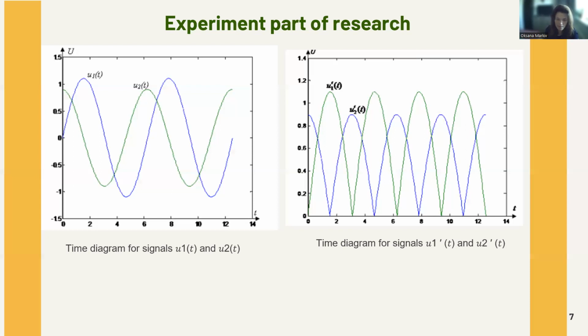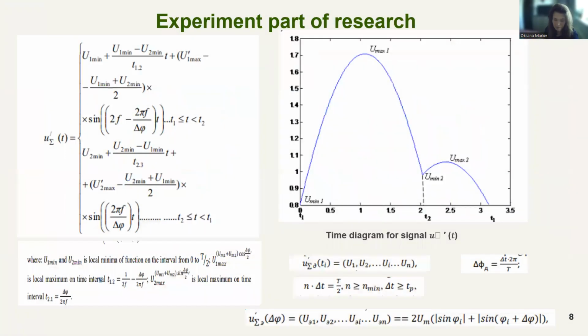The first picture and the second picture also demonstrate the time diagram for signals, but after auxiliary operations. The time diagram for signals which have a certain phase shift relative to each other is shown here, and after auxiliary operations, the second one. After performing amplitude-time analog-digital conversion, it is possible to obtain such a vector, demonstrated on this picture.